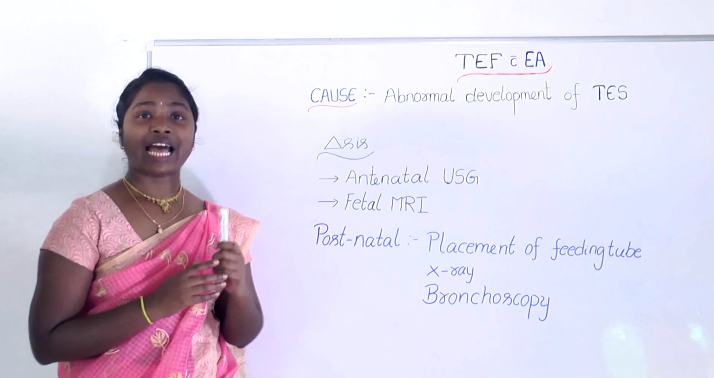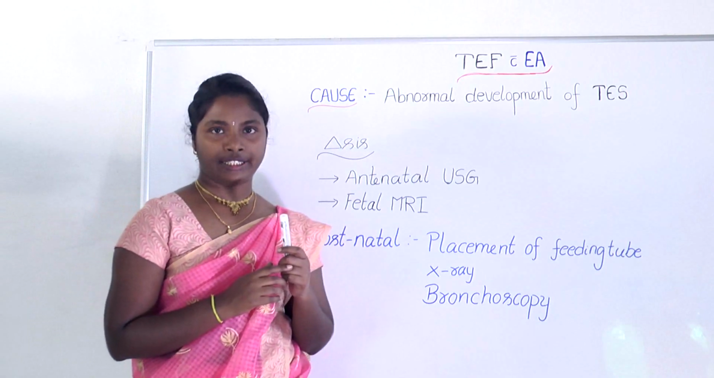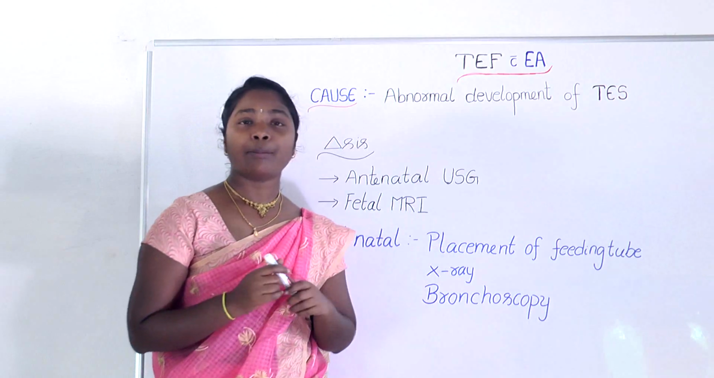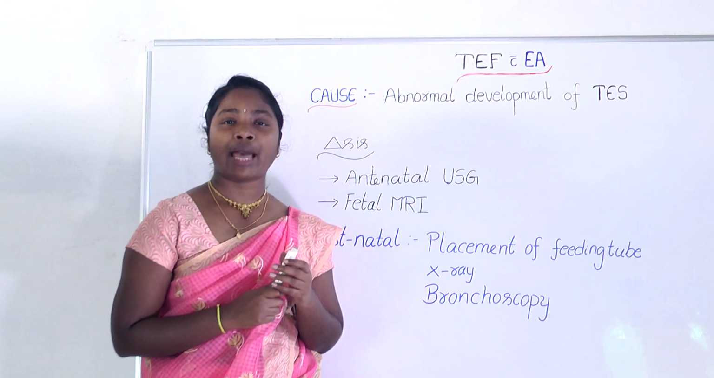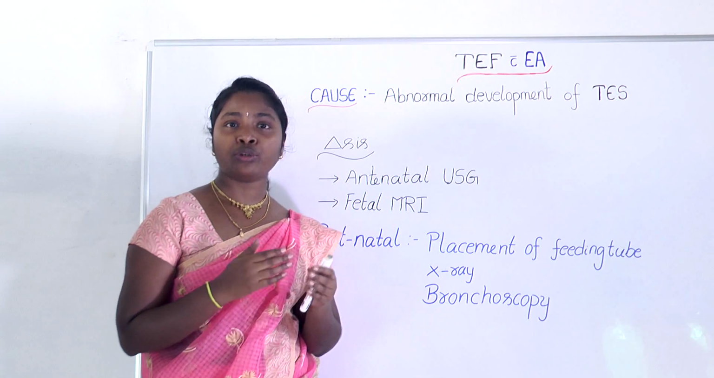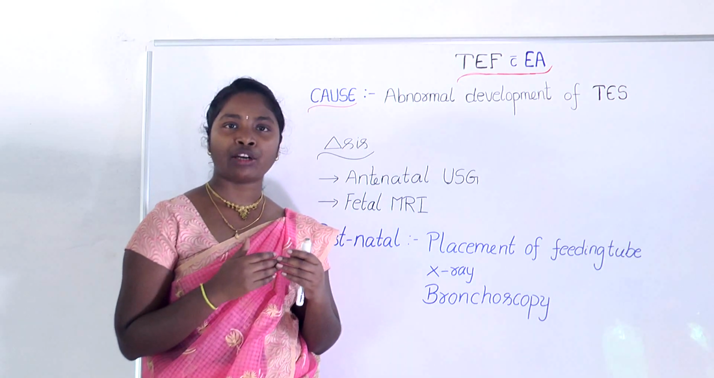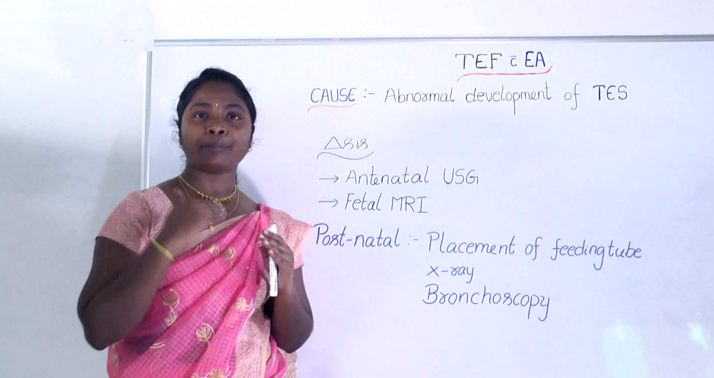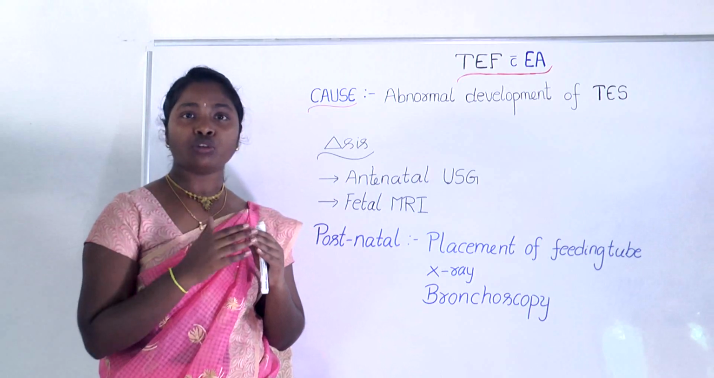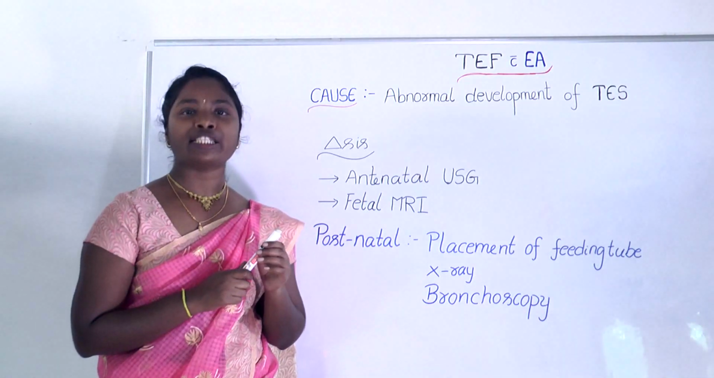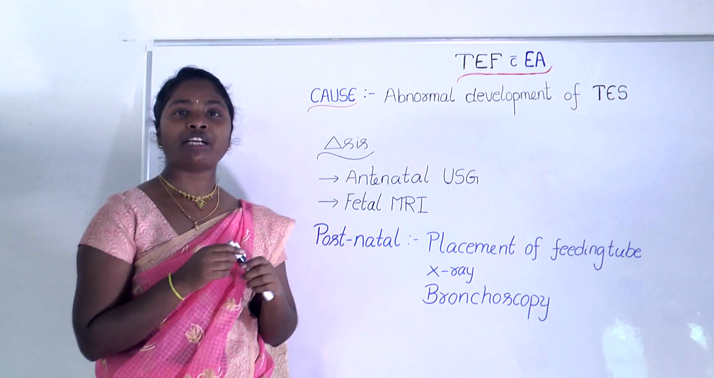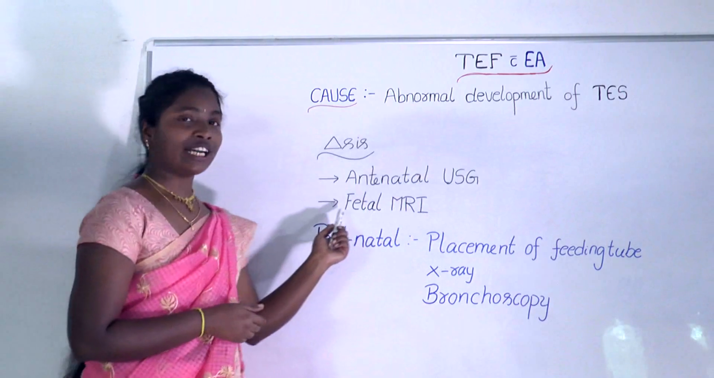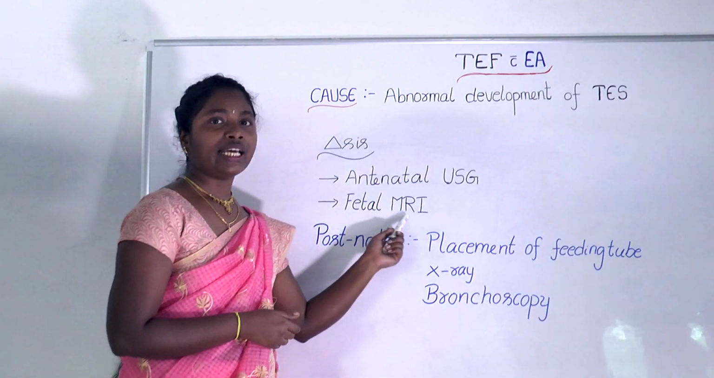This condition is diagnosed during the antenatal stage itself with the help of ultrasonography. Ultrasonography reveals polyhydramnios, meaning excessive amniotic fluid. In this condition, due to atresia, the baby is unable to swallow the excessive amniotic fluid, so the fluid will accumulate in the proximal segment of the esophagus. So there will be dilation of the proximal esophagus and a collapsed stomach will be noticed in the ultrasonography. And this condition will be confirmed with the help of fetal MRI.